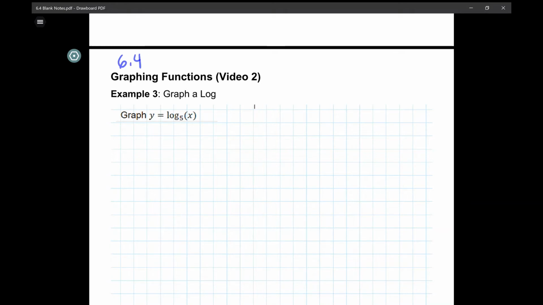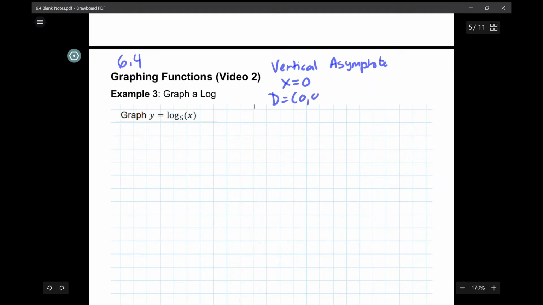So actually to start with, where's the vertical asymptote for this guy? Well, it's where x equals 0. That one's pretty easy to solve. So that's our vertical asymptote. And the domain is going to be 0 to infinity. And now let's make a nice chart of values right up here.